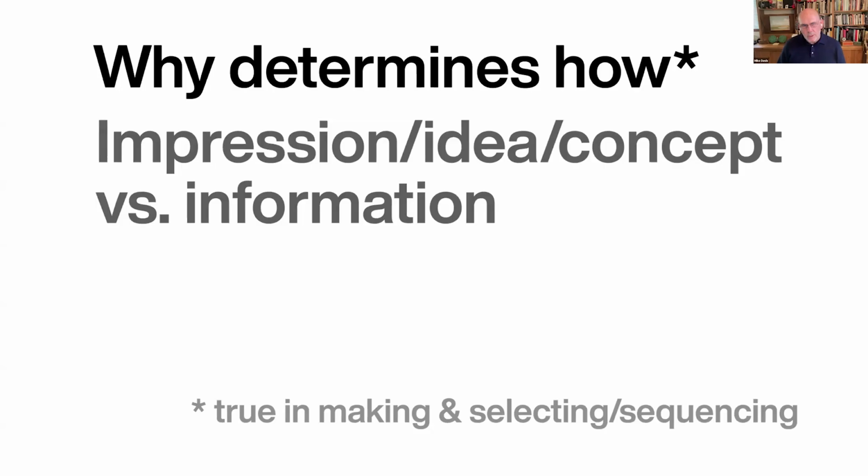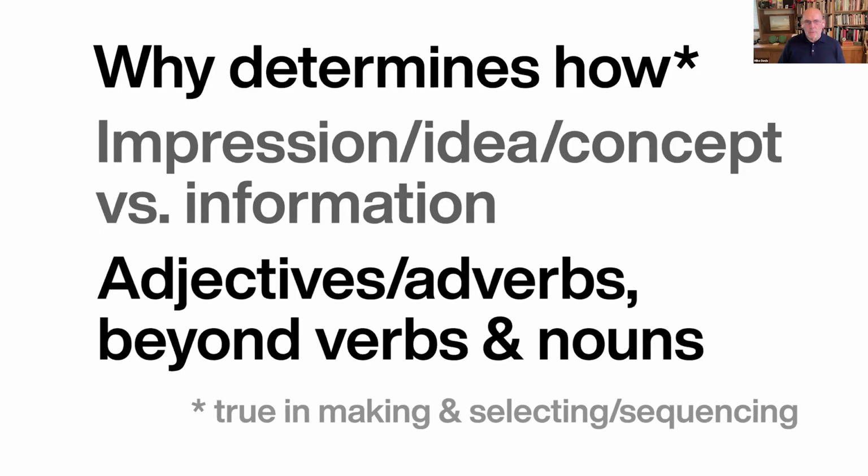So the notion is that the goal is to convey some kind of an impression or an idea or a concept in your photography, as opposed to purely showing the informational aspects of what's in front of you. It's a bit like the difference between writing with adjectives and adverbs as opposed to only writing sentences that include verbs and nouns. Being much more expressive.